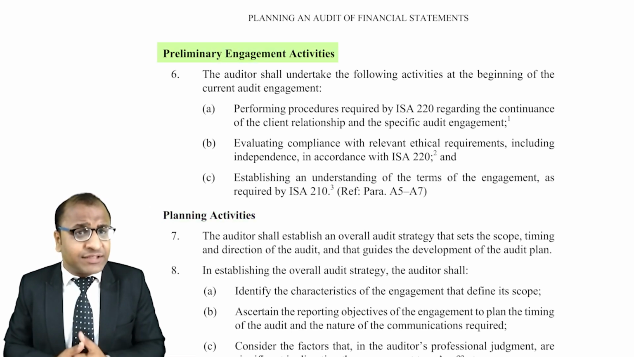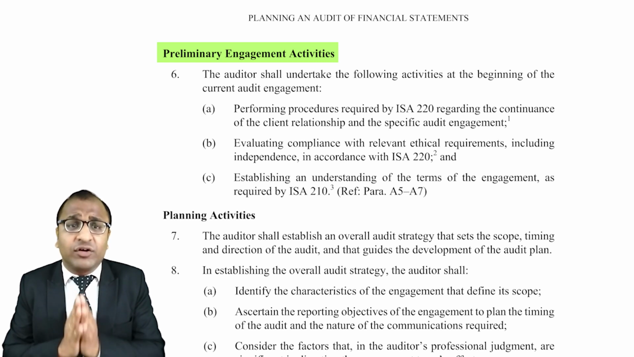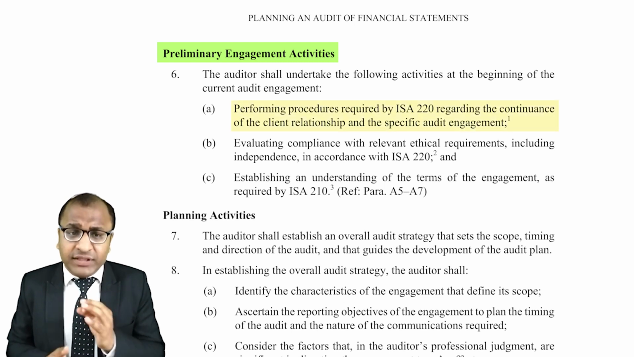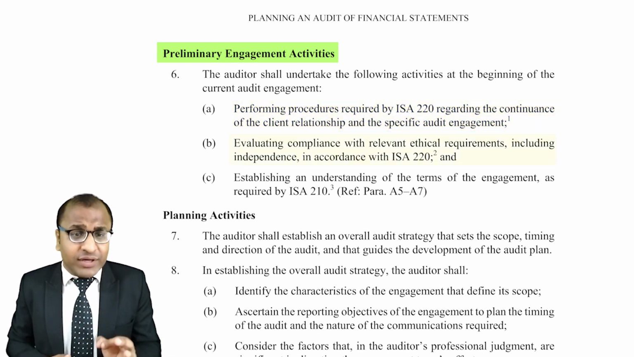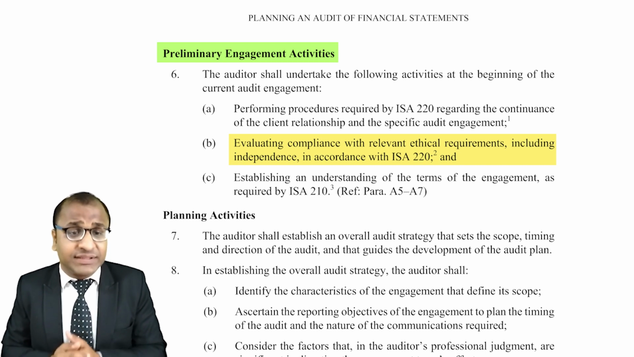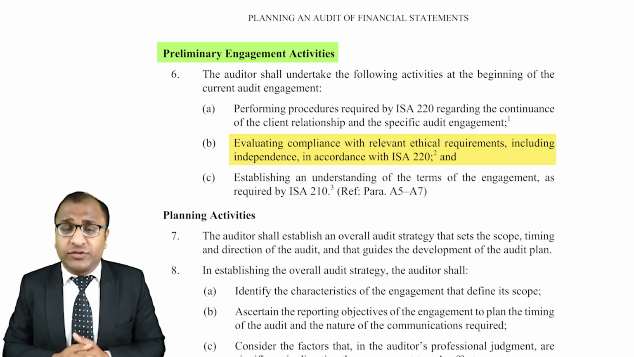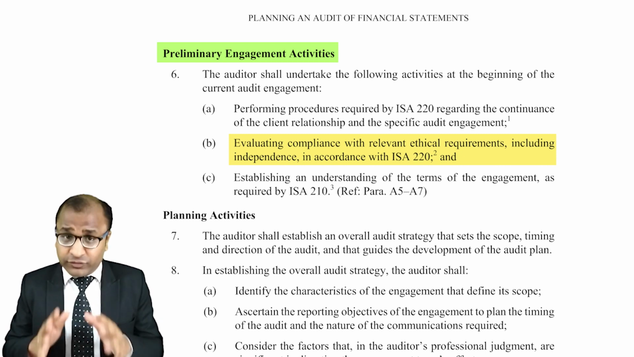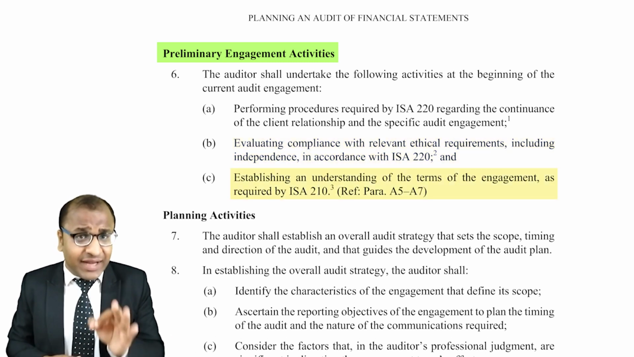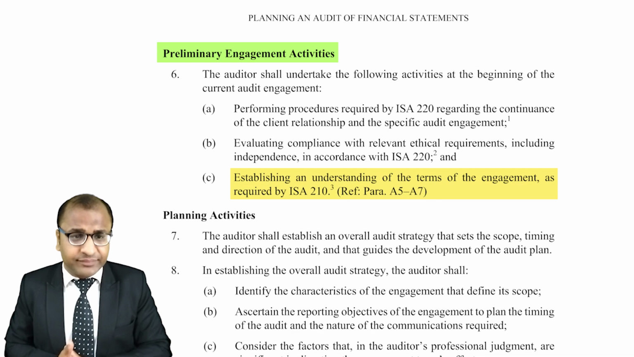So under the preliminary engagement activities, the auditor shall undertake the following activities at the beginning of the current audit engagement, which is performing the procedures required by ISA 220 regarding the continuance of the client relationship and the specific audit engagement, evaluating compliance with relevant ethical requirements, including independence in accordance with ISA 220 again. So I will be discussing this ISA 220 also in my upcoming series of the International Auditing Standards. So don't worry about it. And establishing an understanding of the terms of the engagement as required by ISA 210.